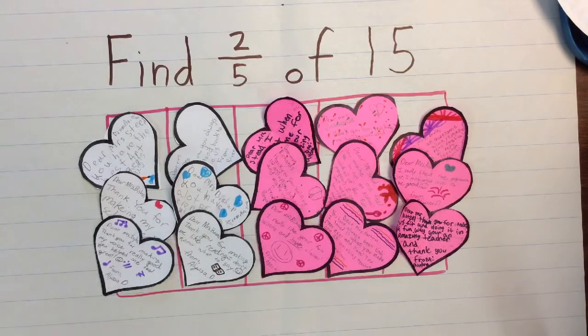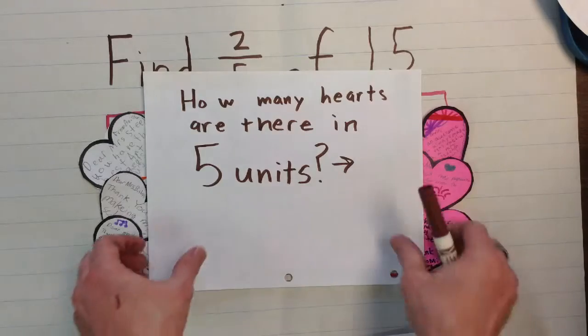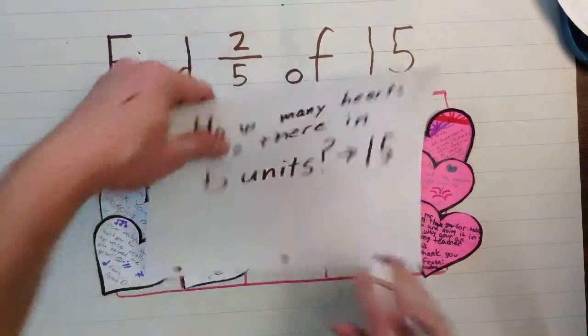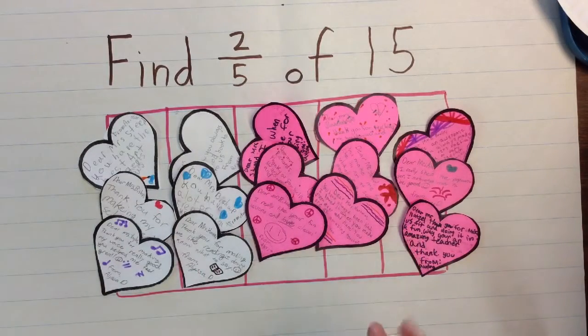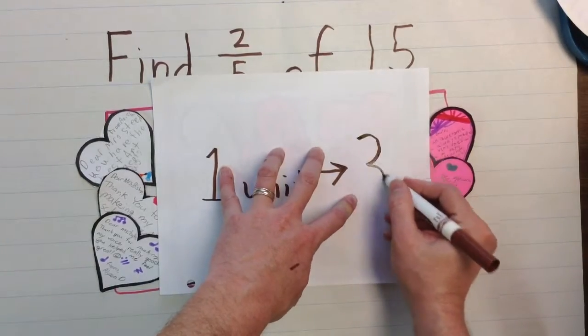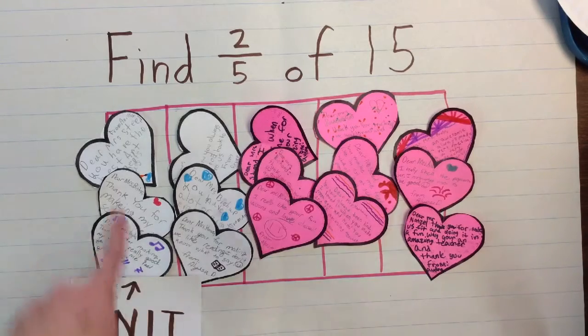So we're going to answer a few questions here. How many hearts are there in 5 units? There are 15 hearts. If we count all 5 units and all the hearts in there, there will be 15. How many hearts are there in 1 unit? There are 3 hearts. If I only count 1 unit out of the 5 units, I have 3 hearts in that 1 unit.